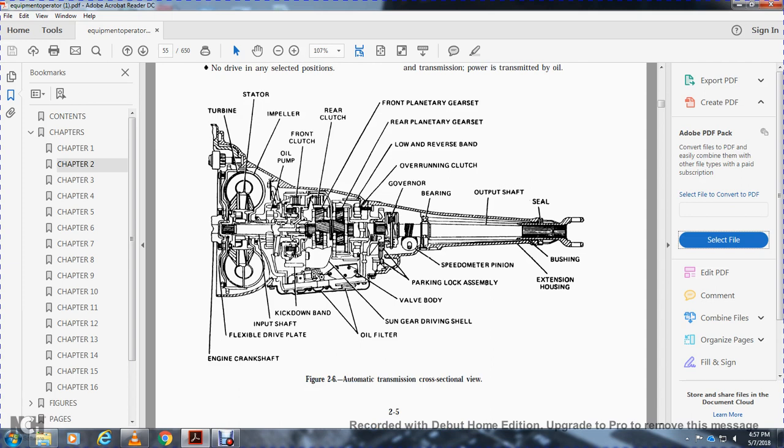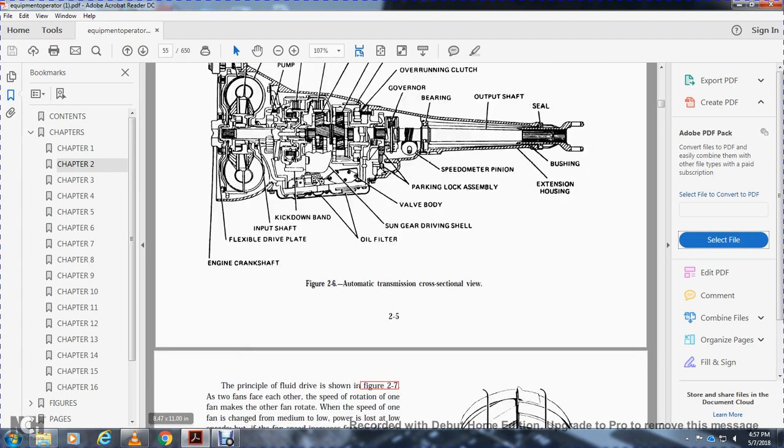Automatic transmission, starting from the top: turbine, stator, impeller, oil pump, front clutch, rear clutch, front planetary gear, rear planetary gear, low reverse band, overrunning clutch, governor, bearing, output shaft, seal, bushing, steering housing, speedometer pinion, parking lock assembly, valve body, sun gear, driving shell, oil filter, kickdown band, input shaft, flexible drive plate, engine crankshaft.